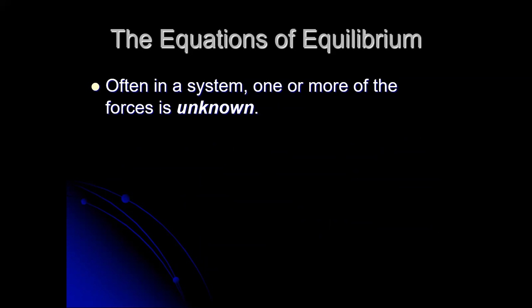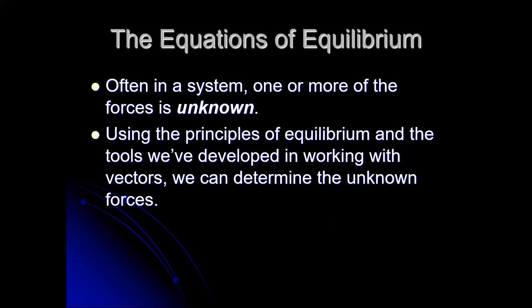So in a system, one or more of the forces is going to be unknown. So using the fact that the system's in equilibrium and that we know that the sum of forces has to be 0 in equilibrium, we can figure out the unknown forces.